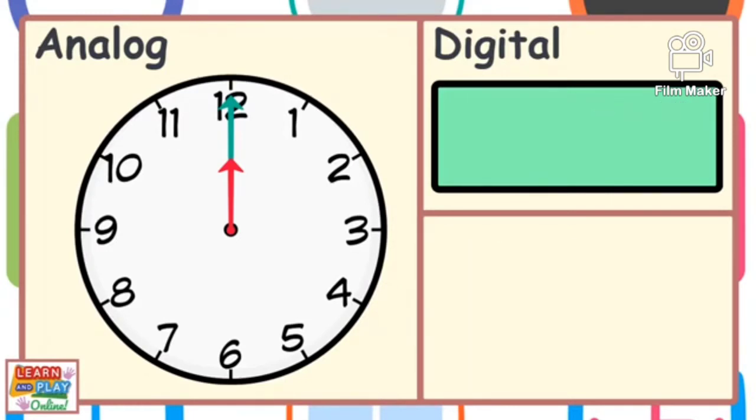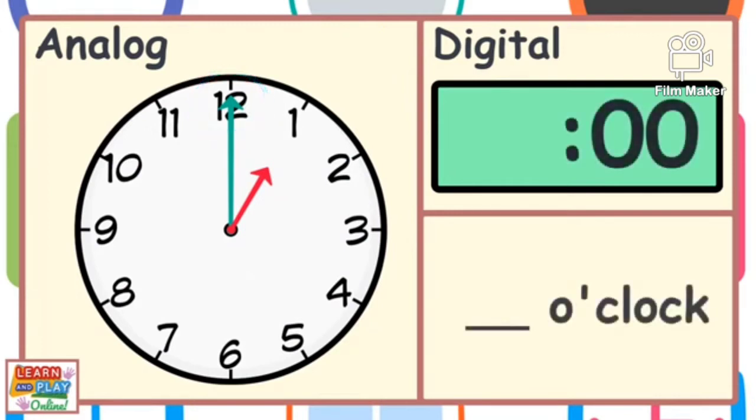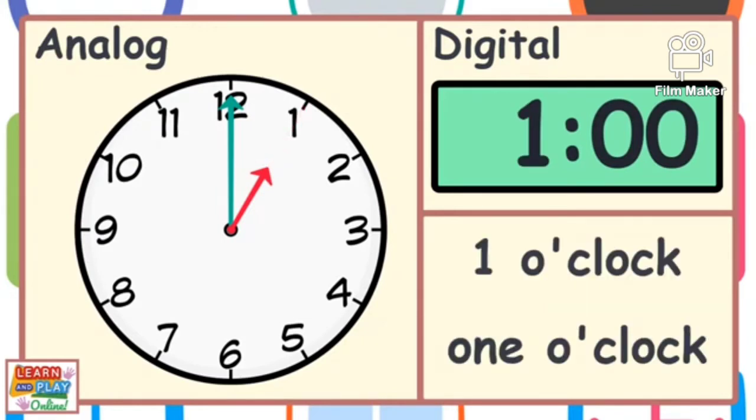Since there are 60 minutes in 1 hour, let's have a look at what happens when the minute hand moves clockwise around the clock. The minute hand is pointing to the 12, so it is something o'clock. The hour hand is pointing at the number 1, so the time is 1 o'clock.